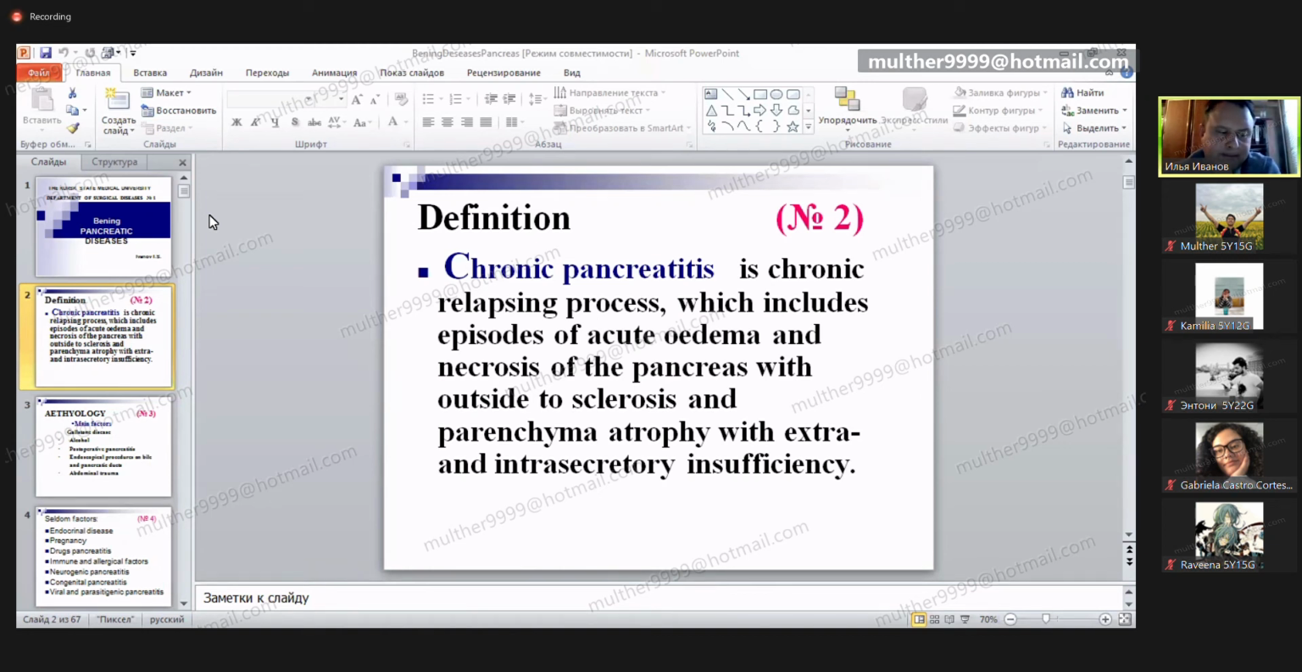Secondary, it's the irradiation to the back. And the third usual complaint of the patient is the development of belt-like pains. It's typical for acute pancreatitis and pancreatitis.